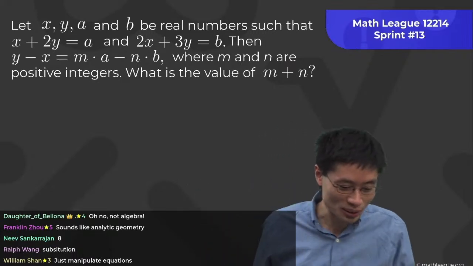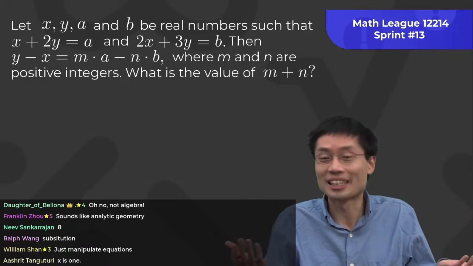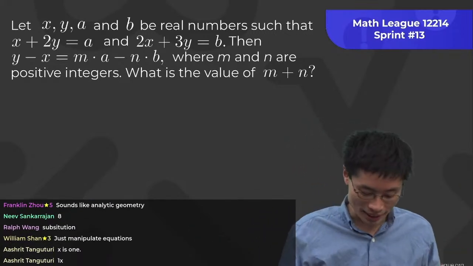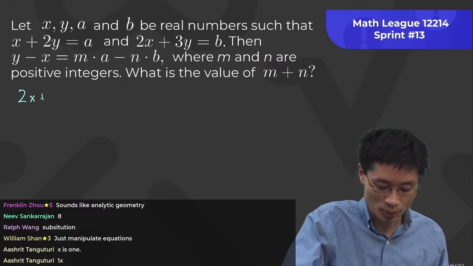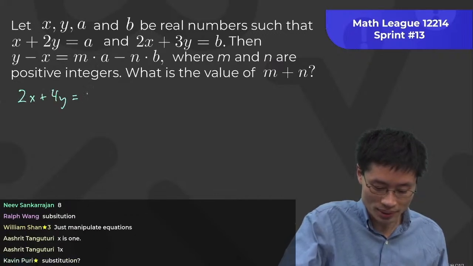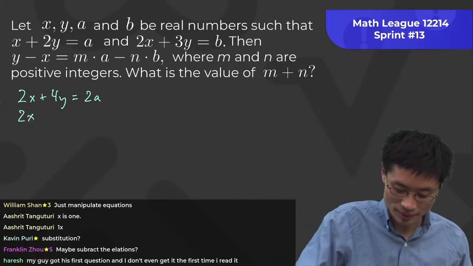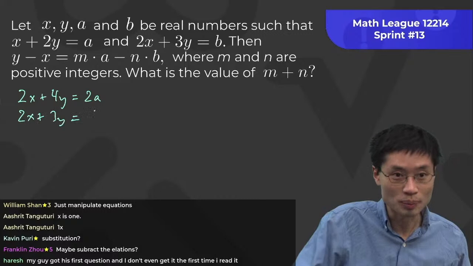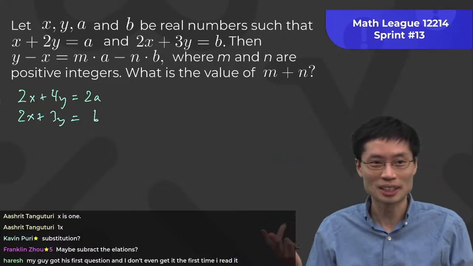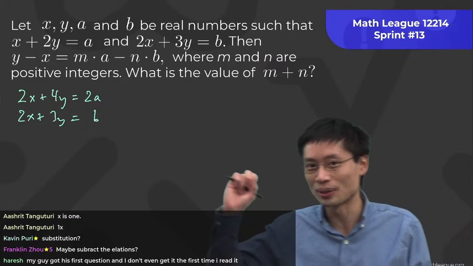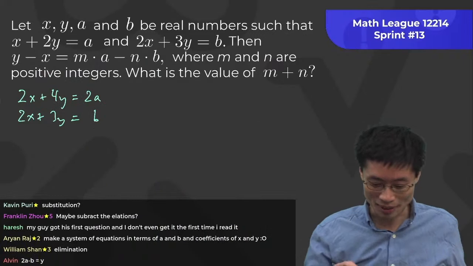Maybe my co-host will see a better way to do this. But I just see a way I can get rid of the x, because I see that if x plus 2y is a, then 2x plus 4y is equal to 2a. And I already knew that 2x plus 3y was equal to b. Okay, elimination. Yes, I see in the chat, people are talking about this. This is elimination. At first I was wondering if I could do a really quick trick, like take this minus that or something. Maybe you can, but I'm not fast enough to see that.